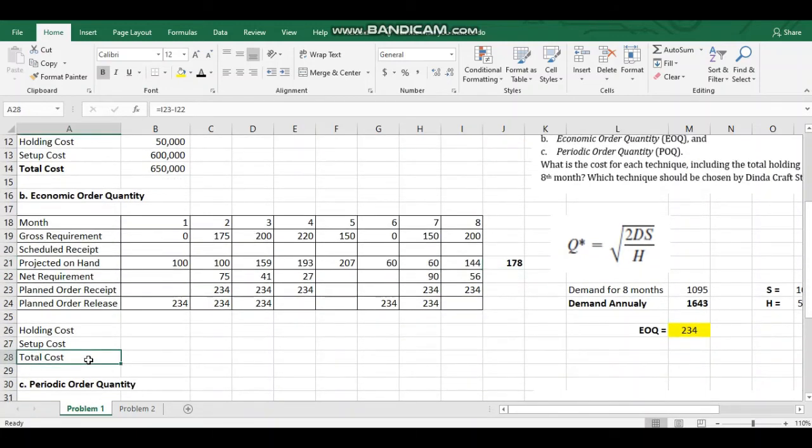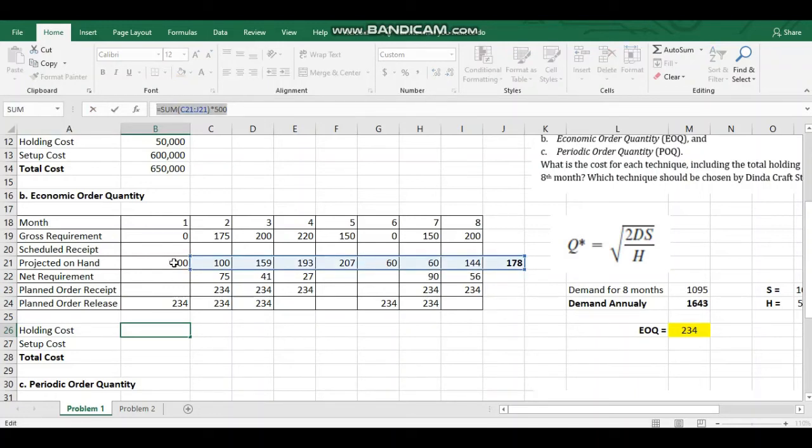Now we have to calculate the total cost. Just like before, it consists of holding cost and setup cost. Now for holding cost, don't forget that to calculate the holding cost, you have to start from the 2nd month, because this is beginning inventory and there's no holding cost incurred yet. So it would start here from the 2nd month until the ending inventory.